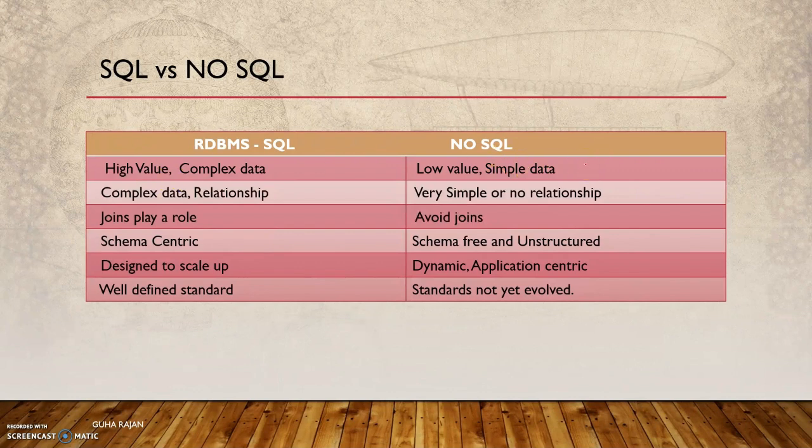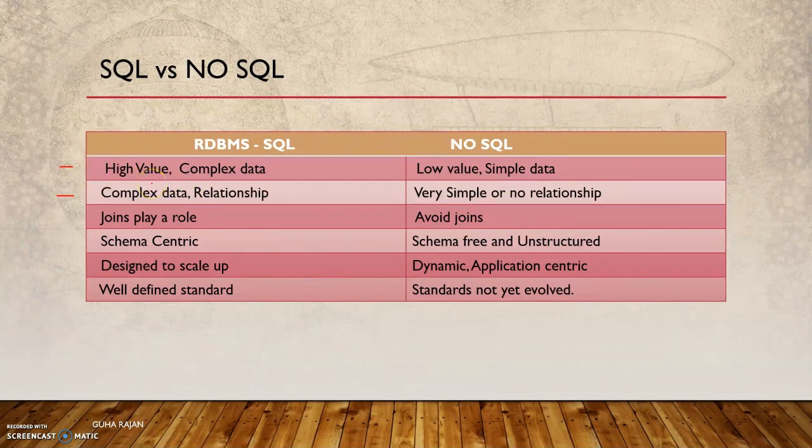Whereas if you are getting some feed from a Twitter account, and you want to keep analyzing it, or if it is an IoT device where data is coming every second, there is huge volume, but it's okay if some of it is lost, because it is low value. Then you can go for the NoSQL database. So the first two points relate to that. For complex data with relationships, the RDBMS database is preferred, and for low value, simple data with no relationship, you go for NoSQL.